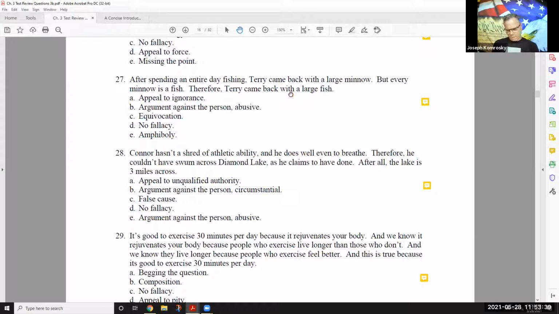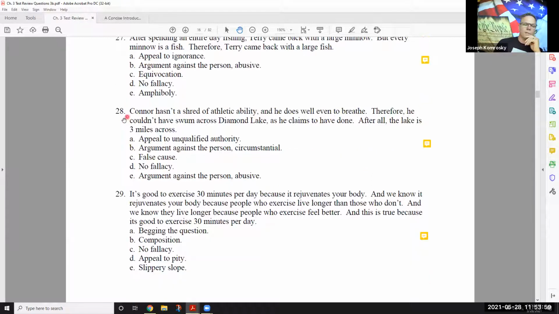Let me find it. I'm just looking at my cheat sheet. You can look at your flashcards, or you can look at the back of the book. The conclusion depends on a shift in the meaning of a word or a phrase. That's pretty much what I said. So 27, equivocation.